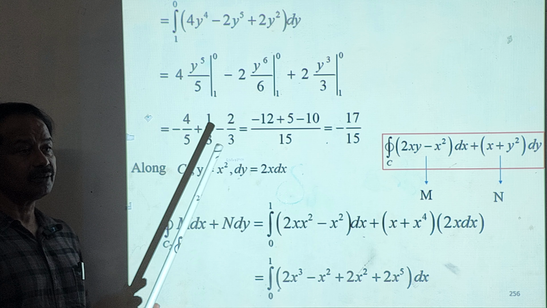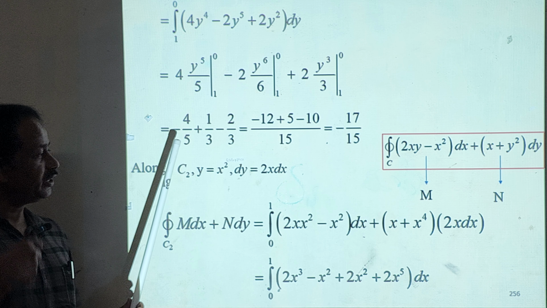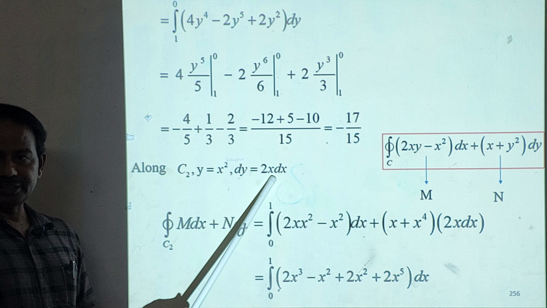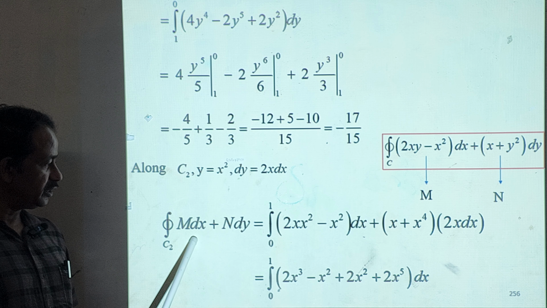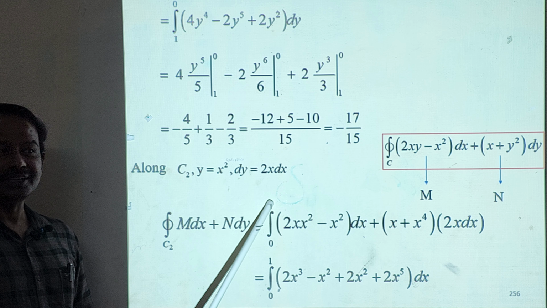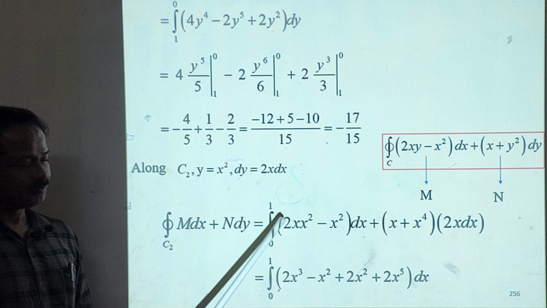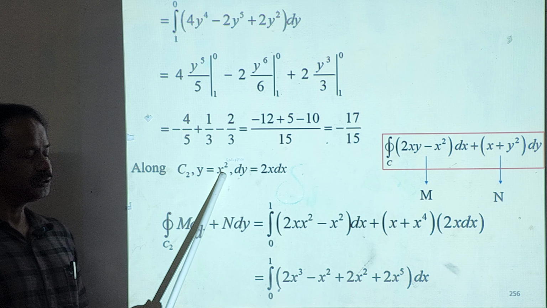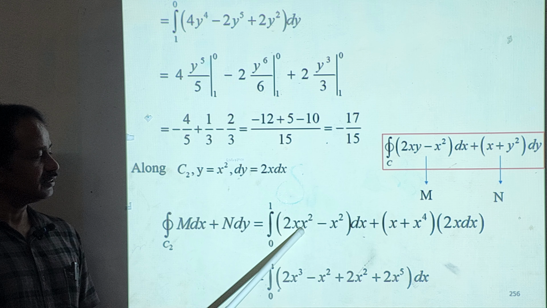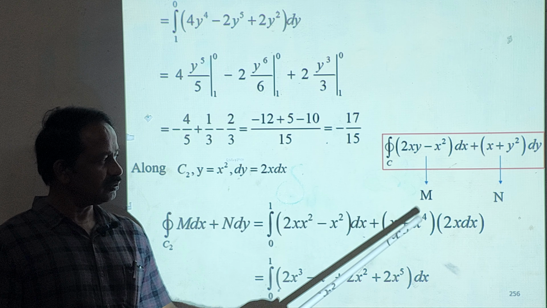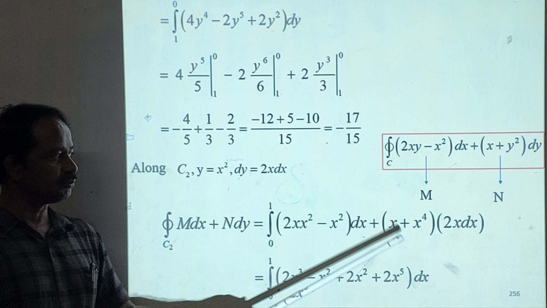C2 is nothing but y equal to x squared. So if y equal to x squared, dy equals 2x dx, and C2, M dx plus N dy becomes, now it is 0 to 1. Earlier 1 to 0. So it is 0 to 1. So we have now 2x, instead of y you have to substitute x squared. So 2x x squared minus x squared dx plus x plus, instead of y squared you have to substitute x to the power 4.